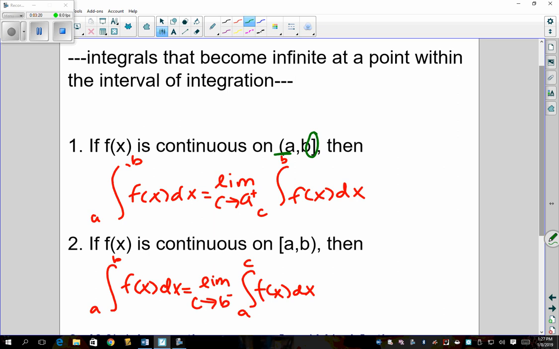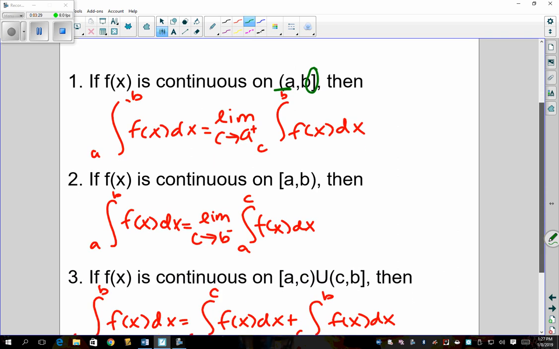So we're assuming that the discontinuity is at the a part of the integral. And we take the limit as c approaches a from the positive side of the integral of f of x dx, so just like we did in the last example. The second rule, if it's continuous on a to b, so we're assuming that the discontinuity occurs around b, then we take the limit as c approaches b from the negative side. So if my discontinuity was at 4, I could take the integral from 1 to 4, but I would approach 4 from the negative side, from the left side.